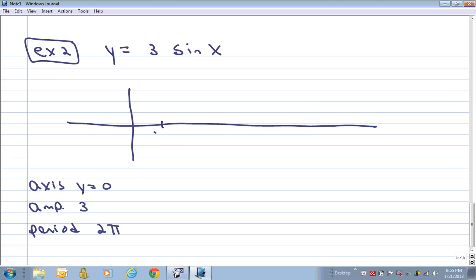Our key values on our axis, of course, are still pi over 2, pi, 3 pi over 2, 2 pi, etc. Our amplitude now is 3. So from the axis, we have to count 1, 2, 3. And we have to count down 1, 2, 3. So there's where our new highway is going to be. So let's go ahead and build our new highway.